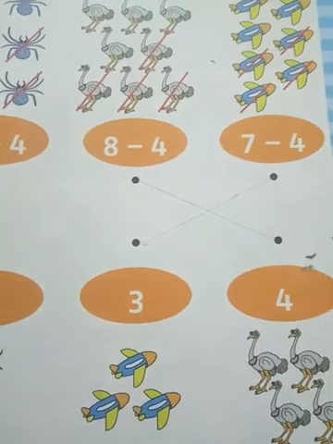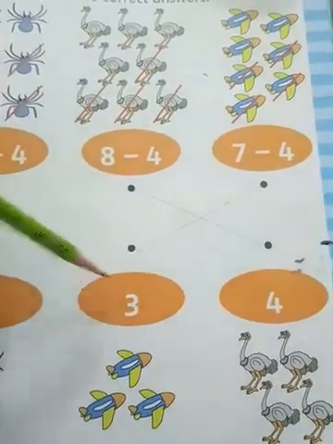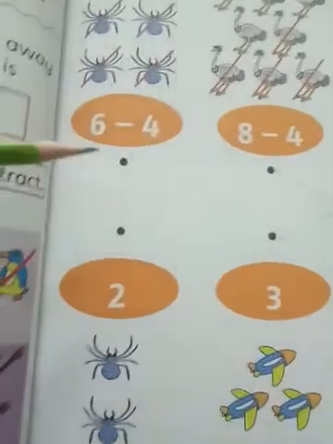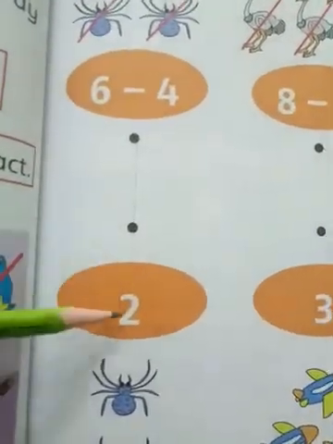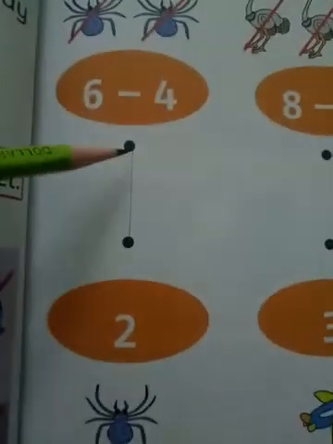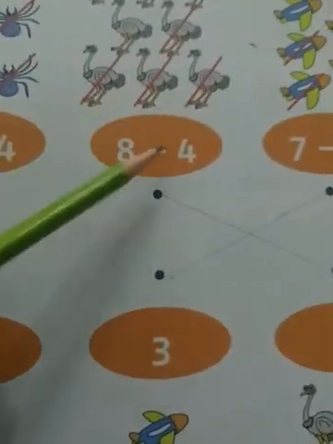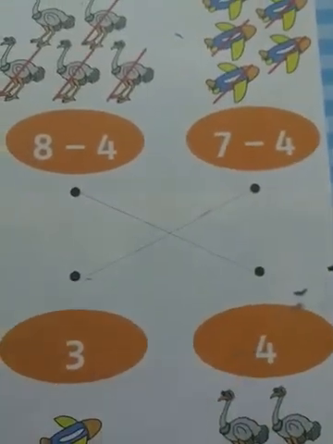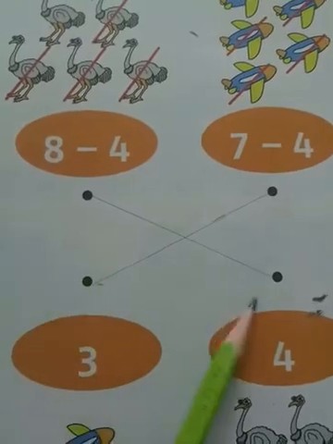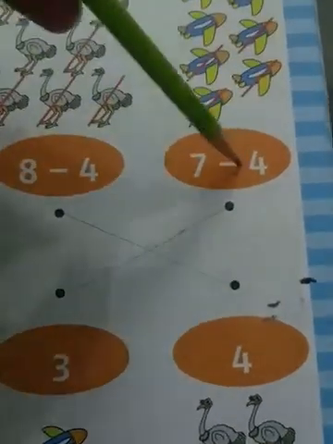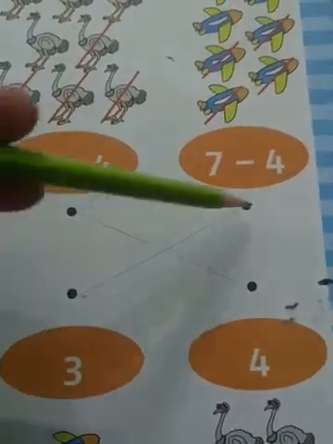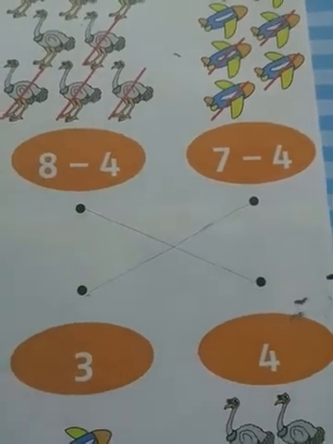And now we have to match the sum with the answer. Look here, 6 minus 4 is equal to 2. We have drawn a line here. 8 minus 4 is equal to 4. We have drawn a line here. And 7 minus 4 is equal to 3. So we have drawn this line.